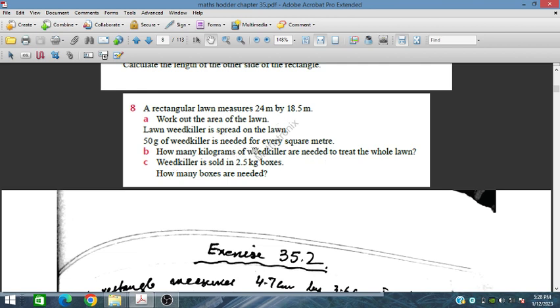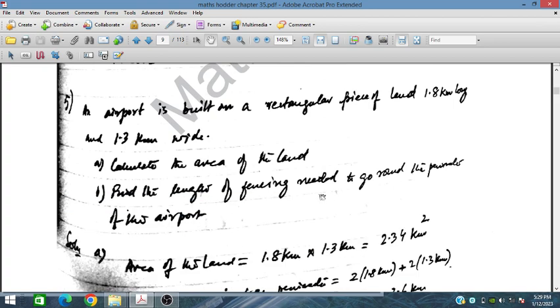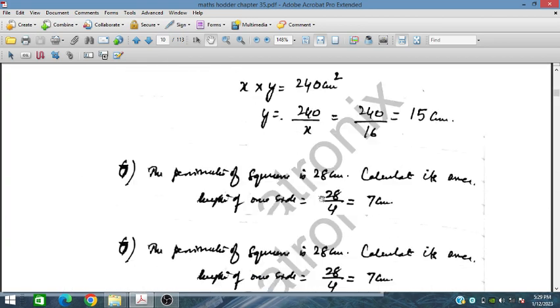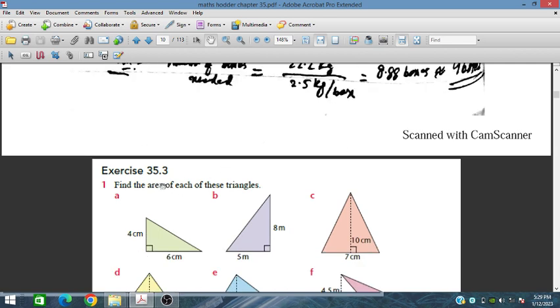Then the weed killer is sold in boxes of 2.5 kg. So we'll divide this by 2.5 kg to get the number of boxes required. We have obtained 8.88, so we will make it a whole number. So 9 boxes will be required. This is a very, very important question. In the next session, we'll discuss 35.3.